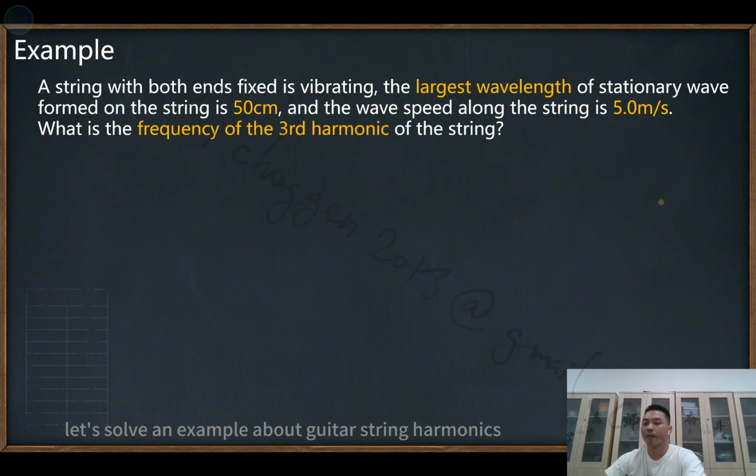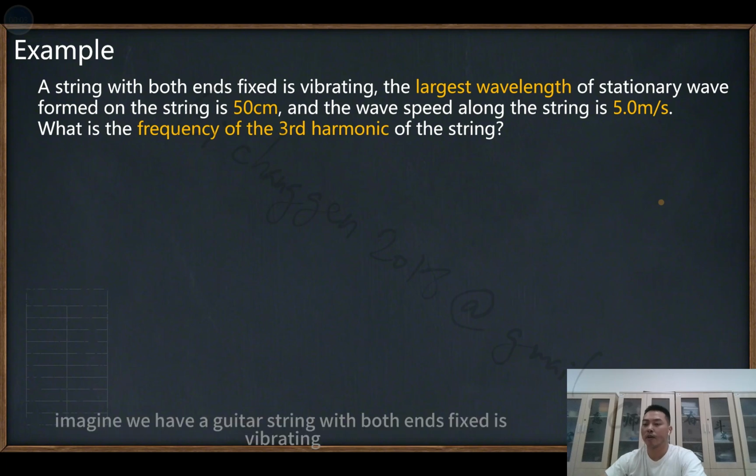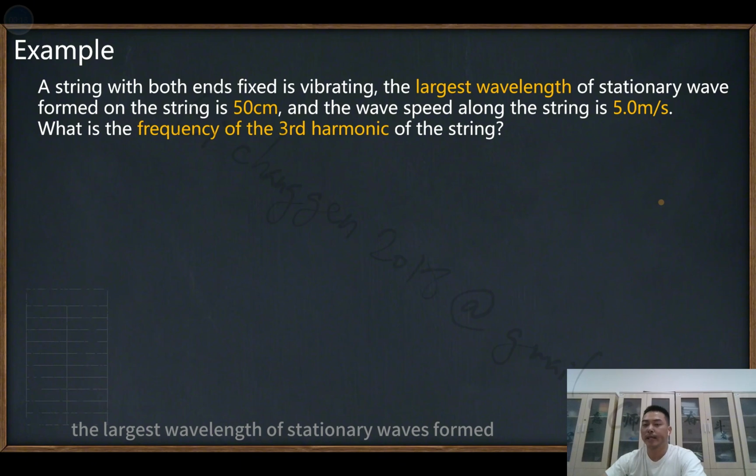Let's solve an example about data string harmonics. Imagine we have a data string with both ends fixed is vibrating. The largest wavelength of stationary waves formed on the string is 50 centimeters, and the wave speed along the string is 5 meters per second. What is the frequency of the third harmonic of the string? Let's solve this step by step.